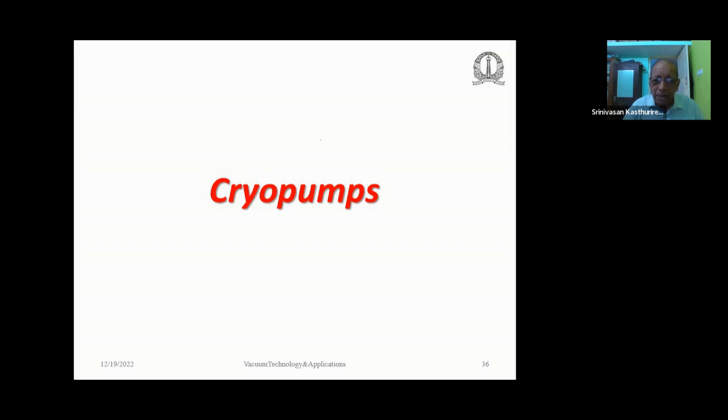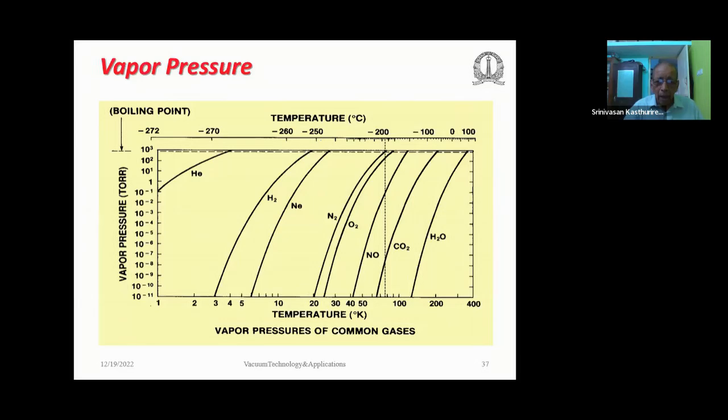The name itself implies that it requires cryogenics, right? Now let us look at the vapor pressure of various substances. The vapor pressure is plotted for different gases, for example water vapor, carbon dioxide, nitrous oxide, oxygen, nitrogen, neon, hydrogen, helium, etc. You can see what vapor pressure each one of them will have at a given temperature.